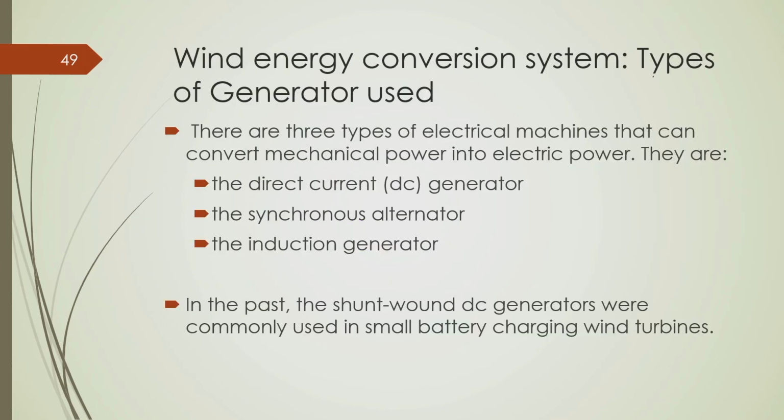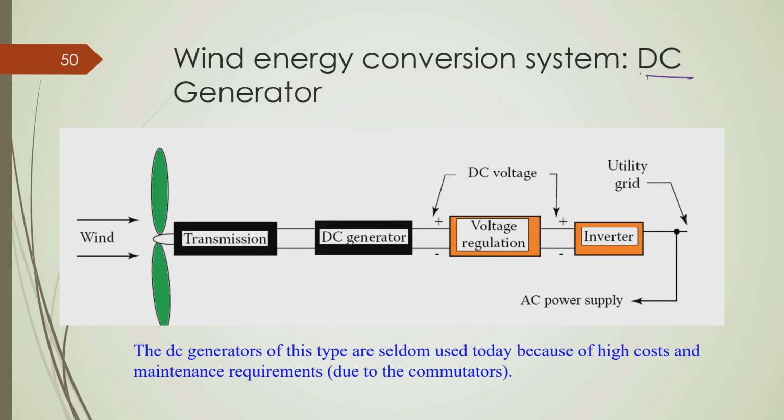So, we have different types of wind energy conversion systems, and different types of generators used for them, which typically include DC generator, synchronous generator or alternator, and induction generator. Okay. This is a typical DC generator, which is not used nowadays, but it was used a long time ago when the operation of the windmill started.